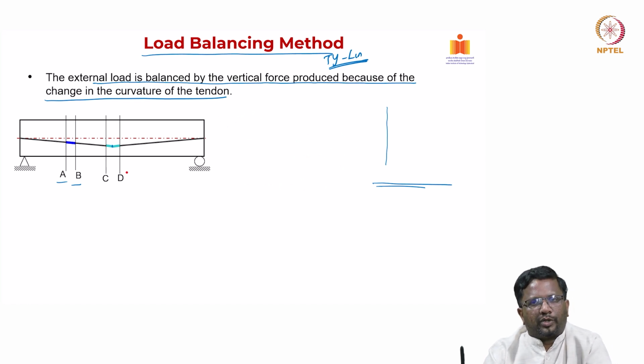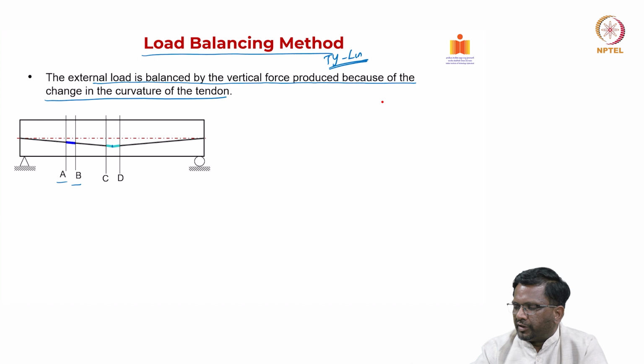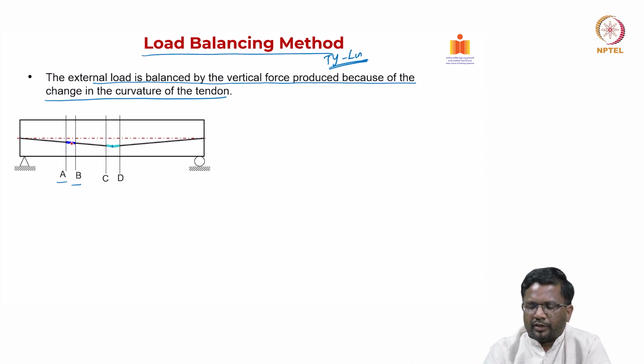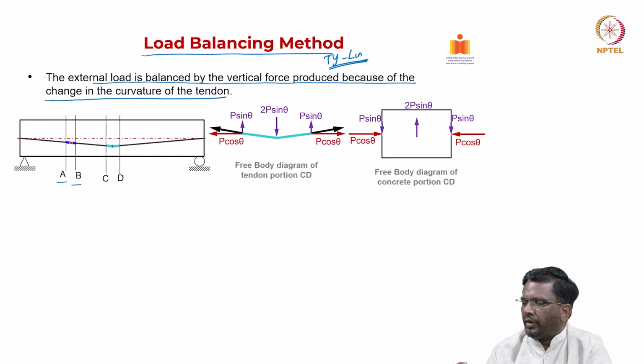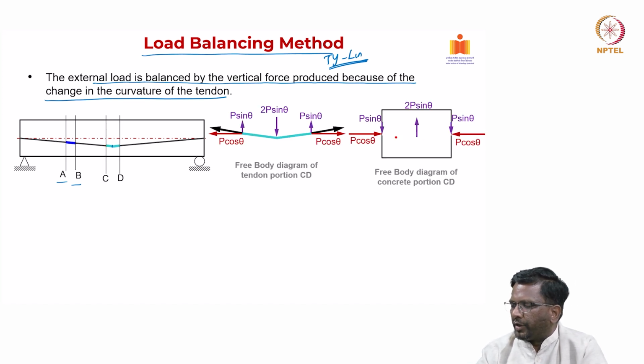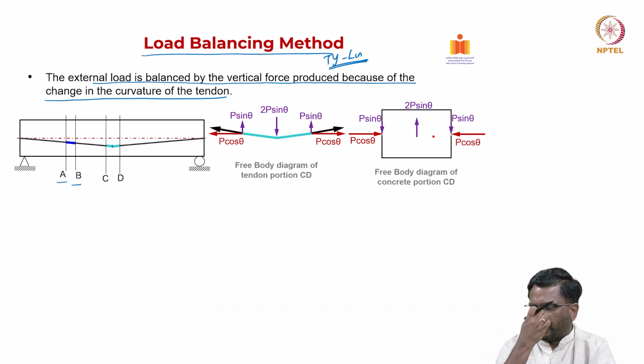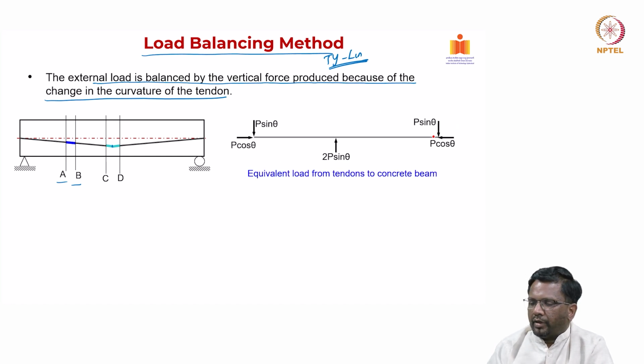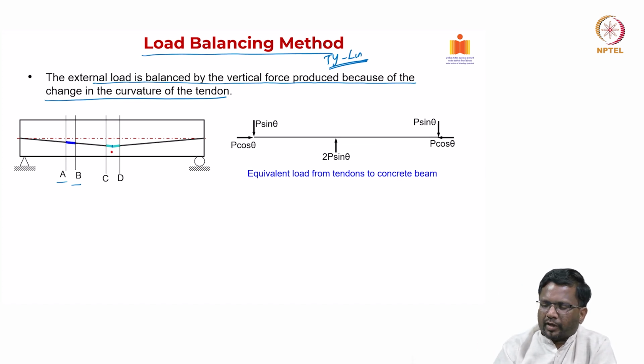Now let's look at the same thing, what is happening in the segment CD. If you go back to the previous one, the net force, P sin theta, everything has to be in equilibrium. Now let's look at what is happening in this segment C and D. If you look at the free body diagram between C and D, the net effect on the concrete is that you will have P sin theta, and they will not balance. It is going to push up like this.